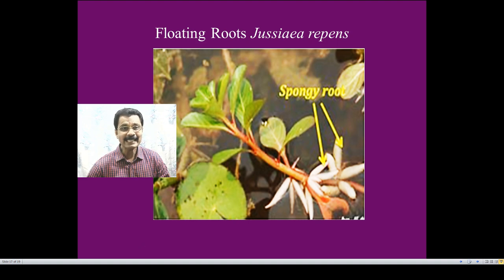Another type of root you can see in the case of floating hydrophytes like Jussiaea, where you can see sponge-like roots. From the nodes, aerial sponge-like adventitious roots develop, and they give buoyancy because of the presence of the spongy roots. They can float on the surface of water. So, special function.